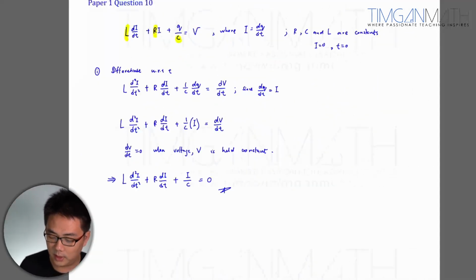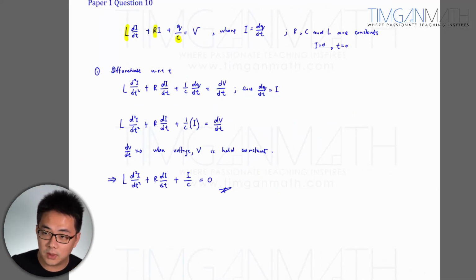That's it, 2 marks. I think the key point here is to state that the voltage is held constant, and also to differentiate with respect to t to get the second derivative.